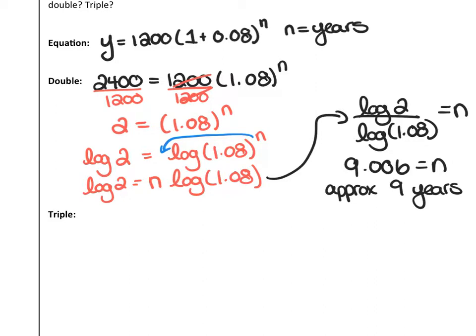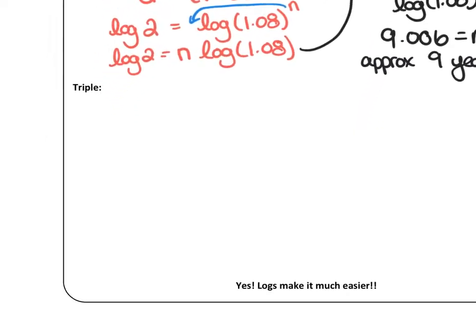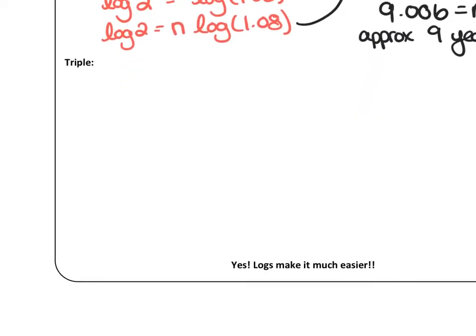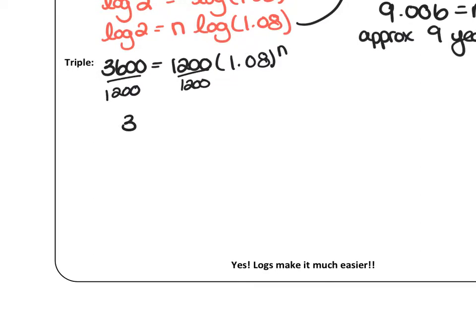So logs make it a lot easier. We didn't have to do a whole bunch of check and guess and trying to get closer and closer. I'll show you once more. We'll do it for triple. So triple would be 3,600 equals 1,200 times 1.08 to the n. Same formula. Again, we're going to get rid of that 1,200 by dividing, and when we do that, we're going to get 3 on this side.